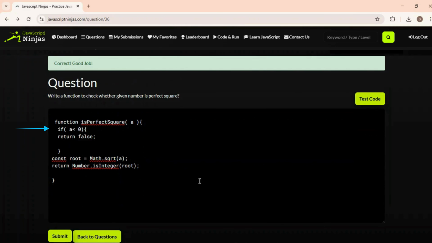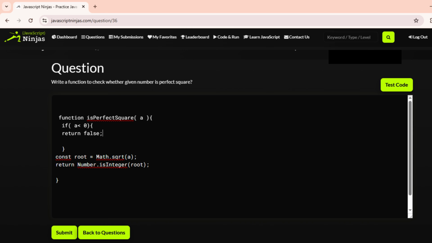So, here inside the function, we first check if the number is negative because negative numbers can't be perfect squares. Then, we calculate its square root using Math.sqrt. And finally we check whether that root is an integer using Number.isInteger.